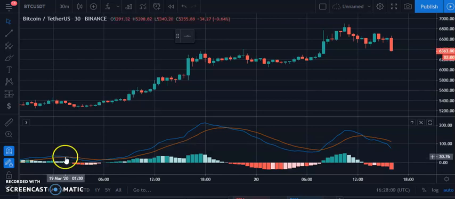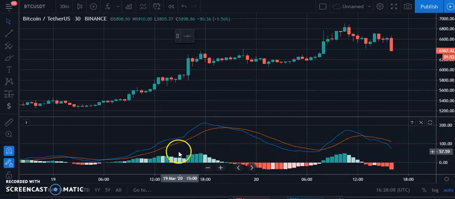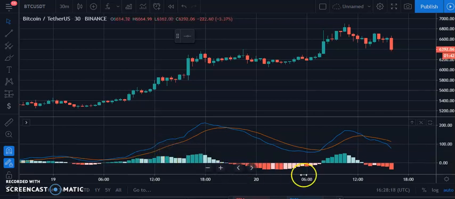For instance, here you can see that there are two lines, the blue line and the red line, and each of them has a name. The blue line is called the MACD line. The red is called the signal line, and then this is called the histogram. This that looks like a spiral is called the histogram.